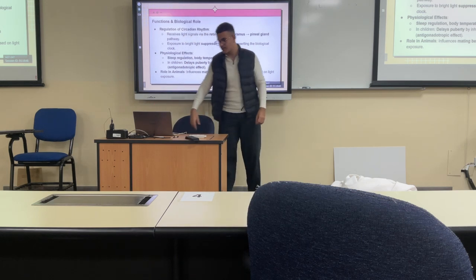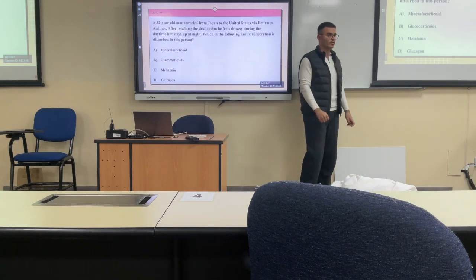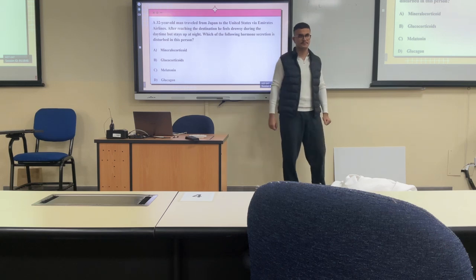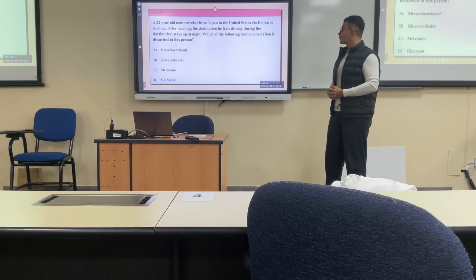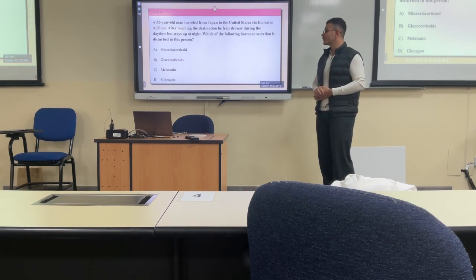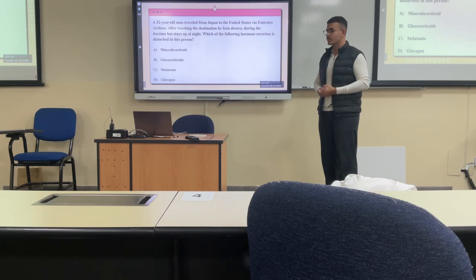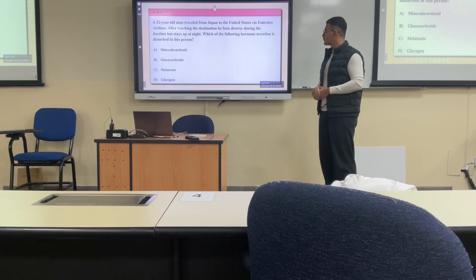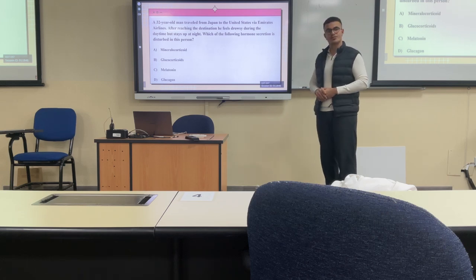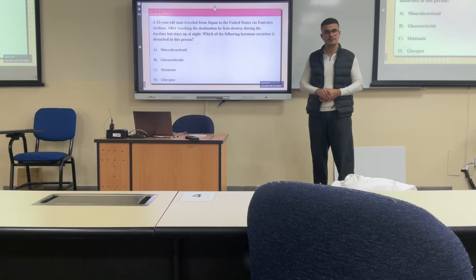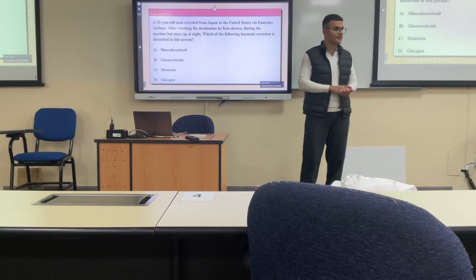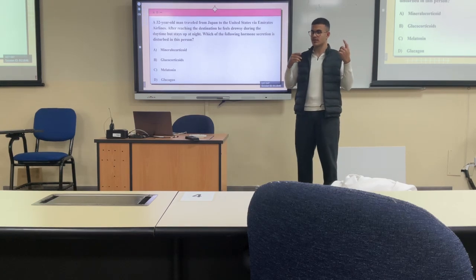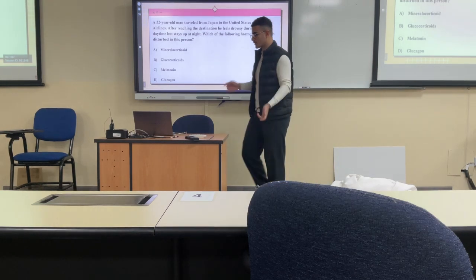Another slide. We have a question here. Who wants to read? A 32-year-old man traveled from Japan to the United States by Emirates Airlines. After reaching the destination, he feels drowsy during the daytime but stays up at night. Which of the following hormone secretion is disturbed in this person? C. Okay. Melatonin, which is responsible for setting the biological clock and the sleep cycle.